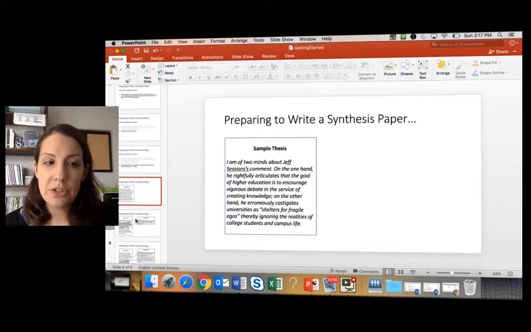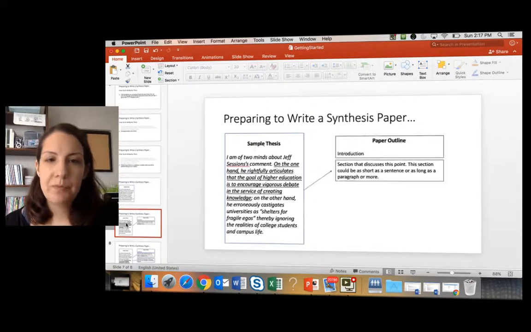The other thing that you'll notice is that the way that my thesis is worded, it will make a kind of roadmap for my paper, and I'll show you what I'm talking about. What you'll see on the left-hand side of the slide is the sample thesis. What you'll see on the right-hand side is a pretend paper outline. So the first box shows an introduction because all papers begin with an introduction.